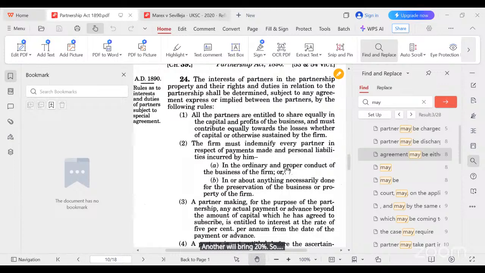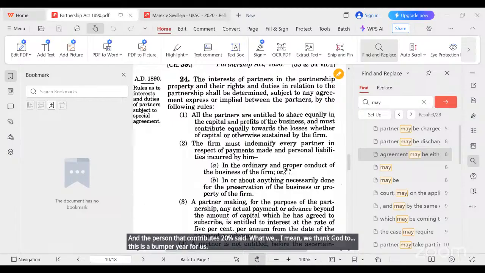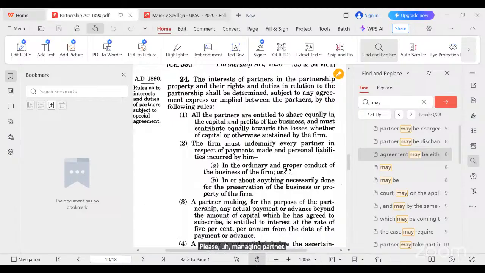So 50, 30, 20. Now, if at the end of the year they make, say, 30 million naira as net profit, and the person that contributes 20% says, well, we thank God, this is a bumper year for us. Please, managing partner, I have sent the details of my account. Can you please give me my own share, which is 1/3 of 30 million, that is 10 million, since we are three. But he contributed the least, and he wants equal sharing with even those who contributed 30% and 50%. Is that fair?